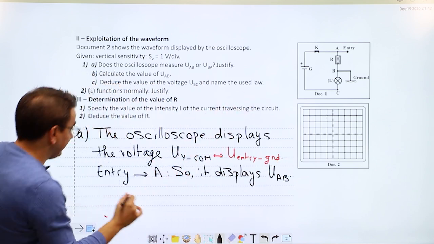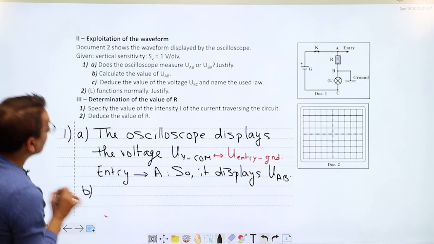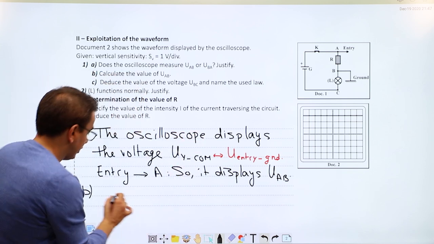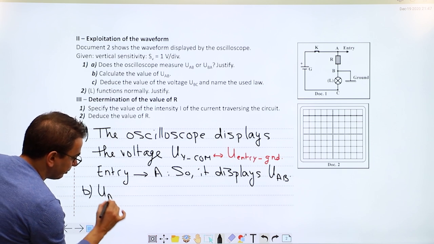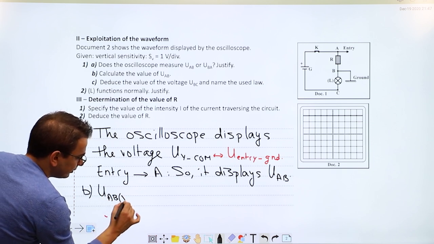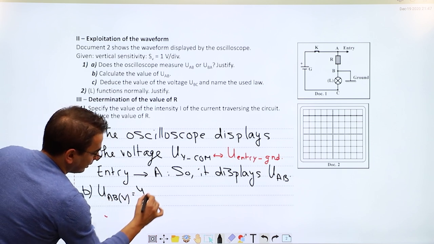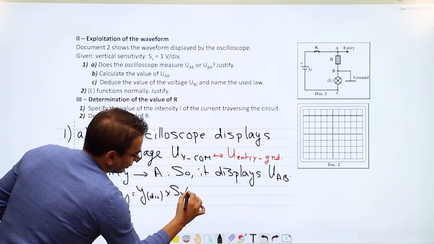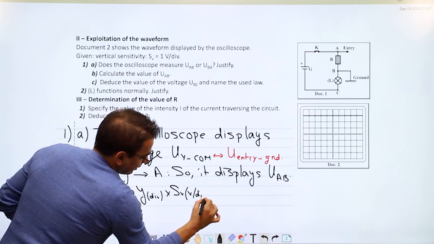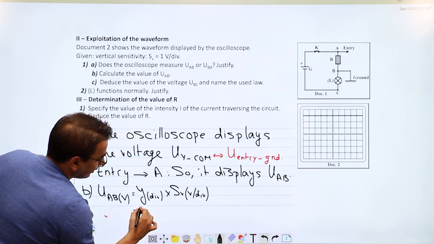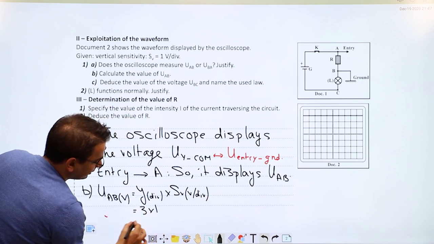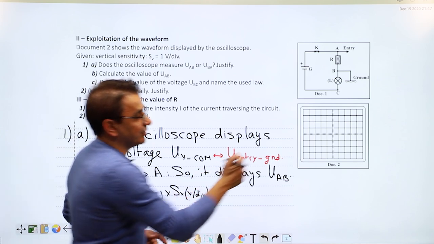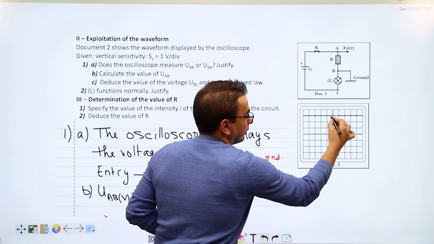Part B. Calculate the value of UAB, the voltage of an oscilloscope. In volt, it equals Y in divisions times SV in volt per division, equals 3 times 1 equals 3 volts. Honestly, I still remember that it's 3 divisions because you notice 1, 2, 3. It's a simple one.